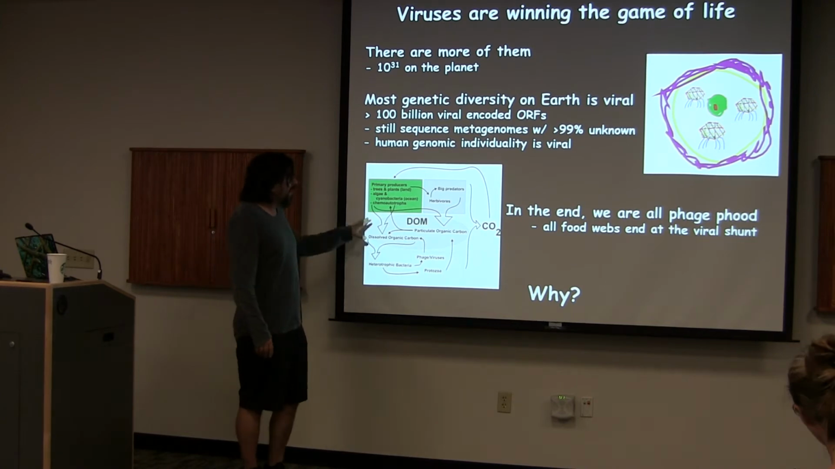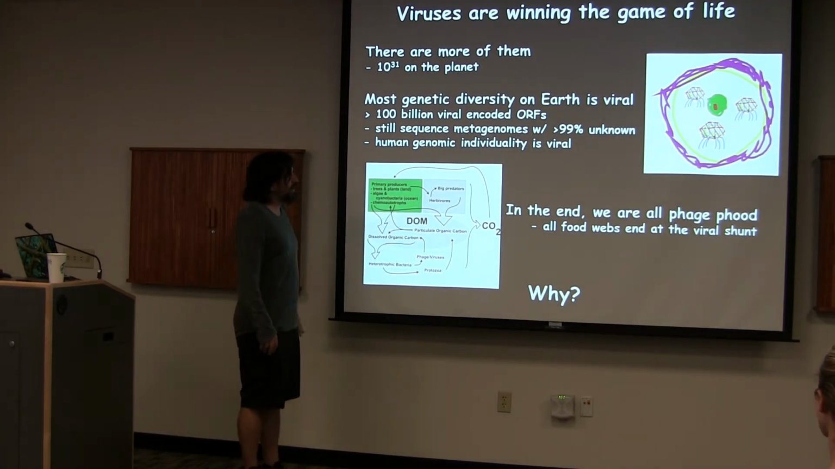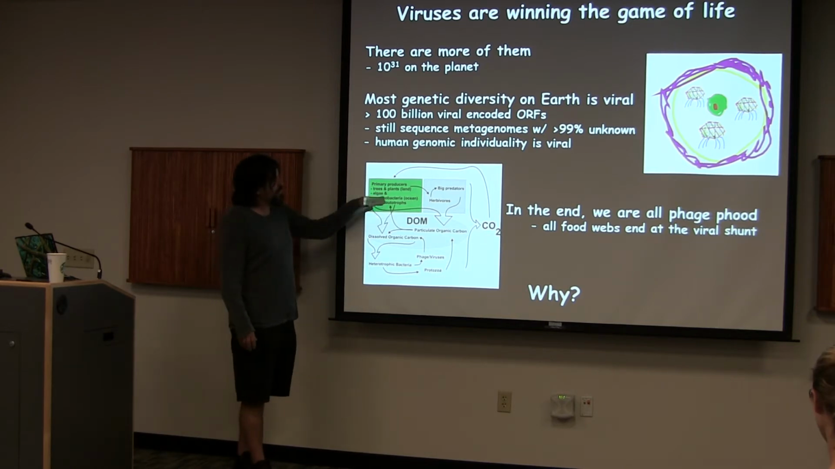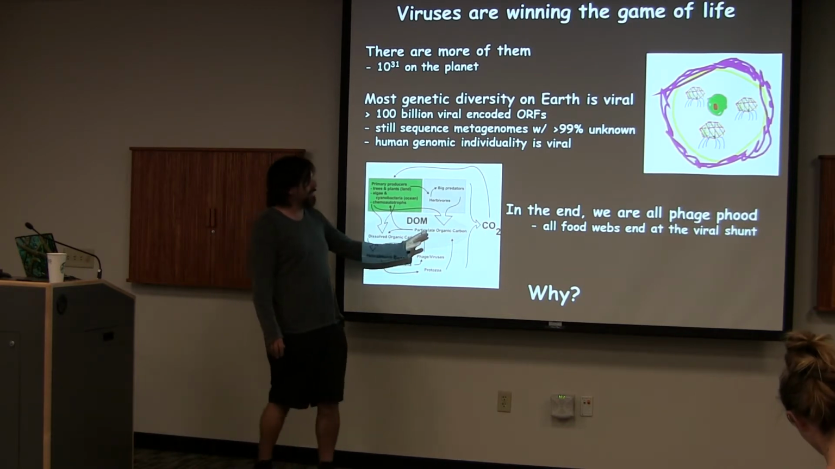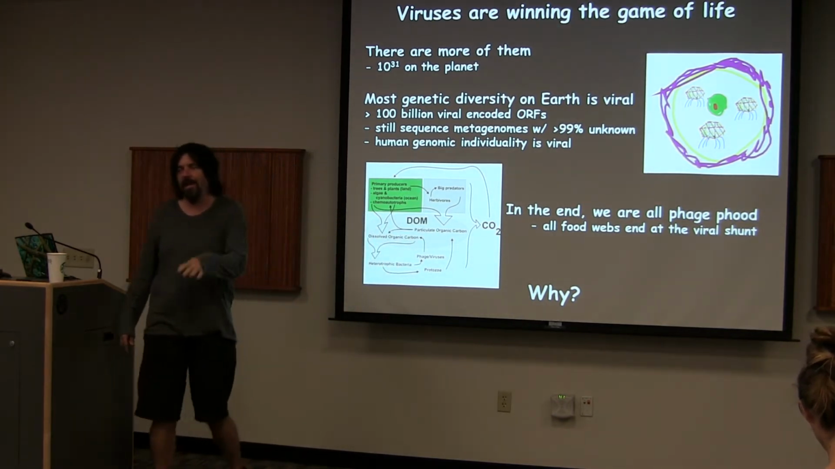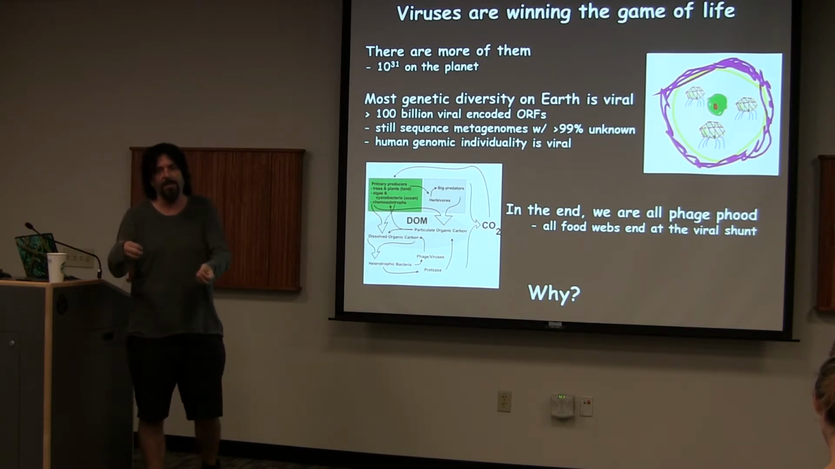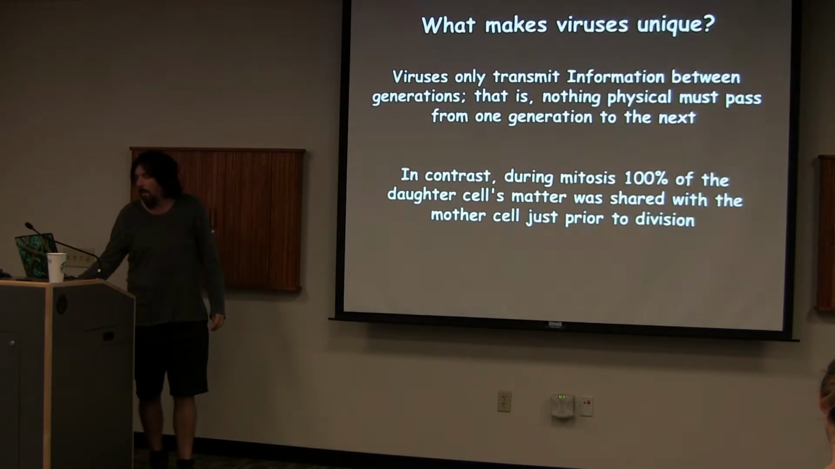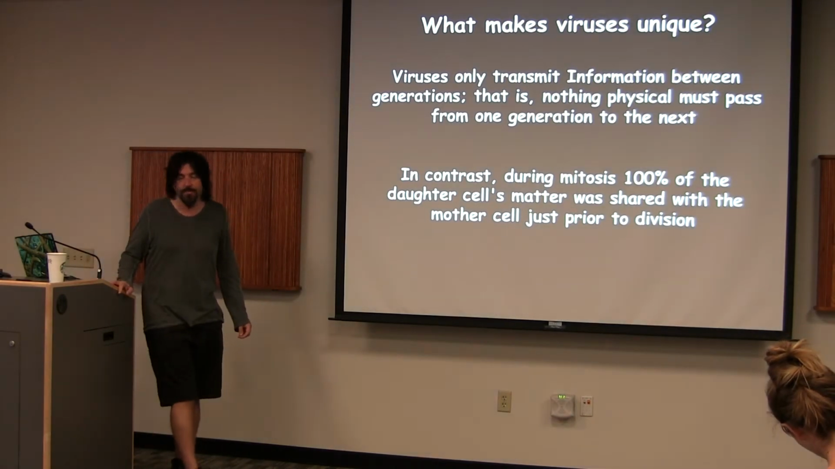The other thing is that when you look at food webs, any food web that you go through, you end up with the viruses. It doesn't really matter where you start. You're going to end up either directly killed by viruses, or you're going to die and a bacterium is going to eat you, and all of that is going to end up as viruses. So what makes these guys unique?